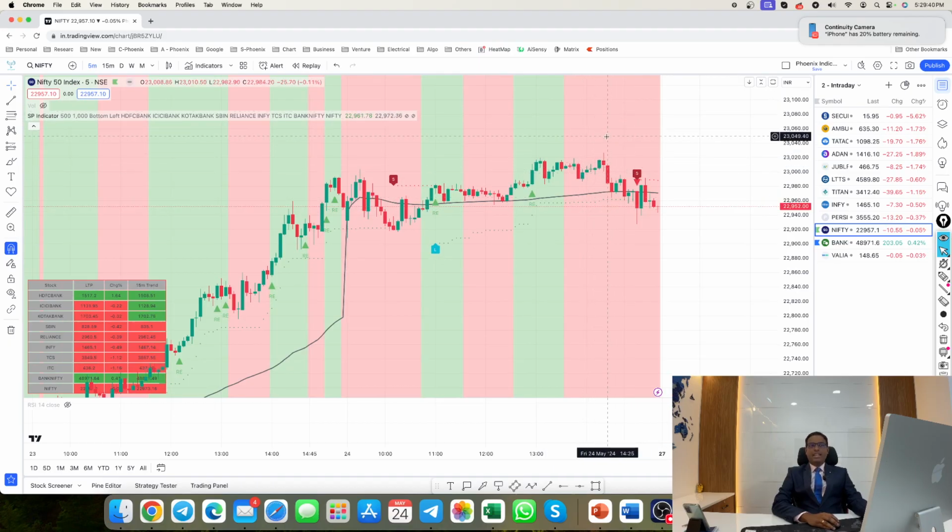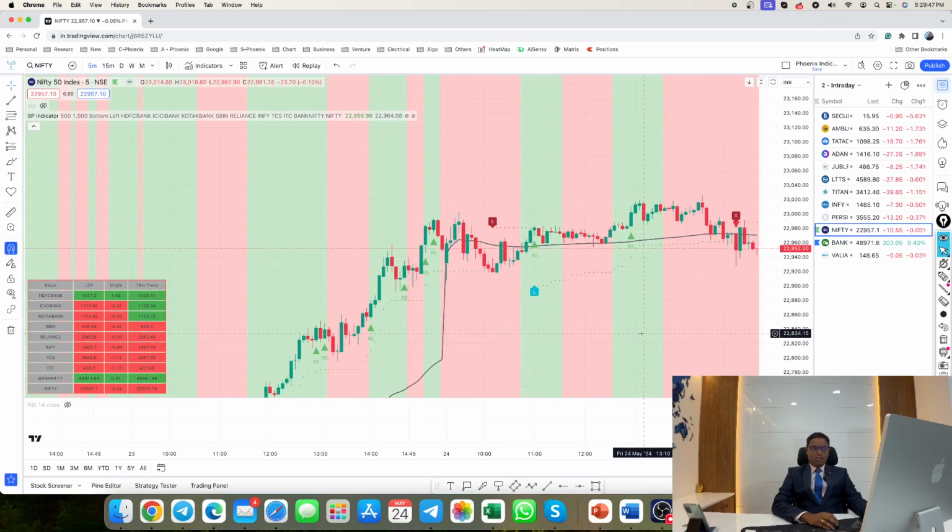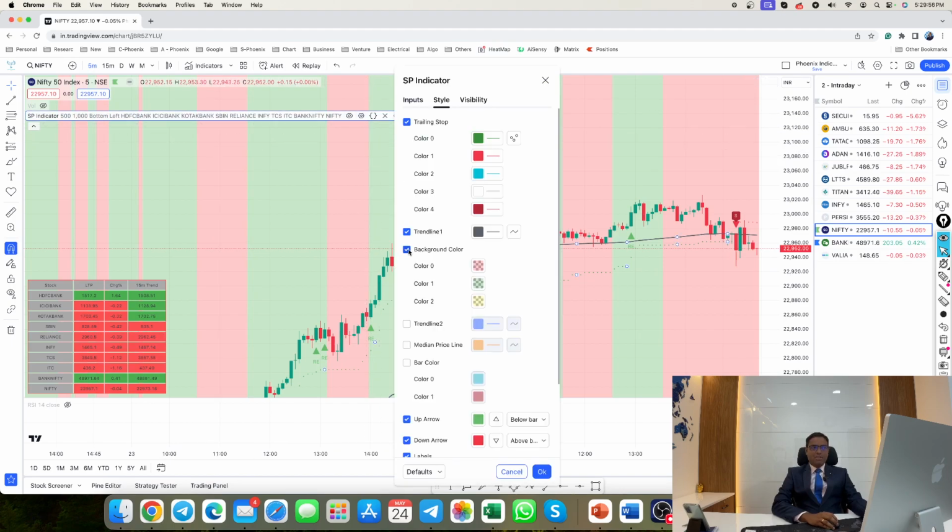Avoid taking long entries. That's one important indication about this background color, a visual representation to make your informed decisions. Now let me go back to settings. I'll disable this background color.